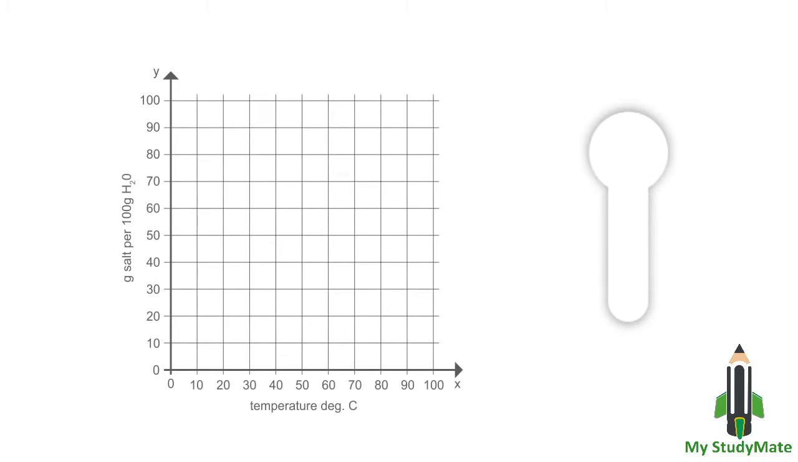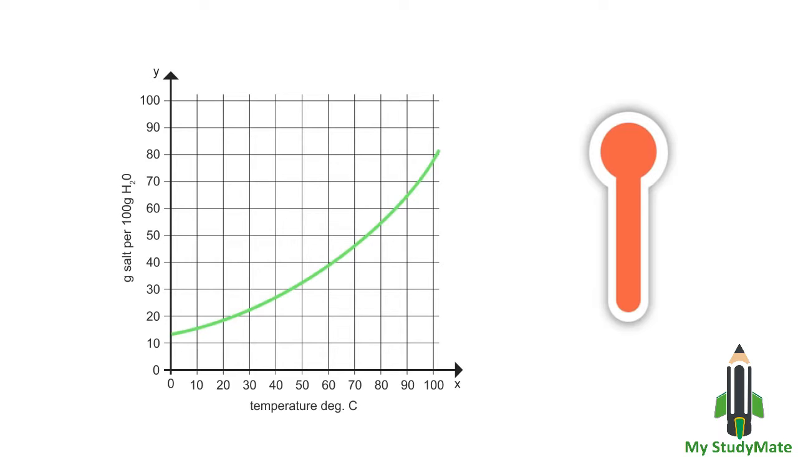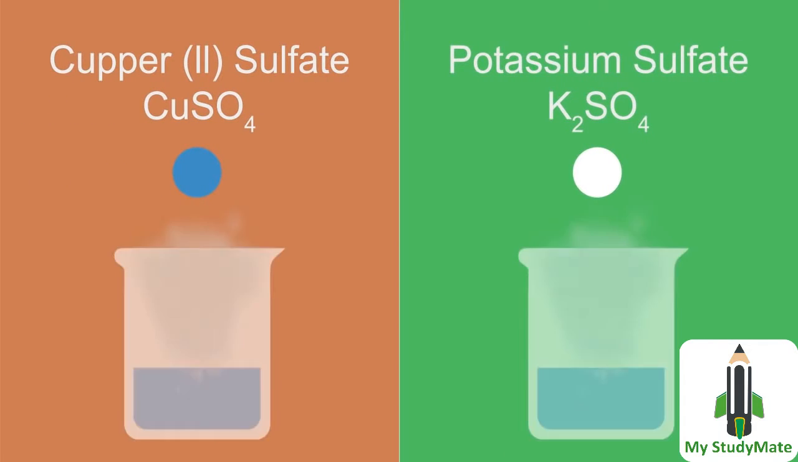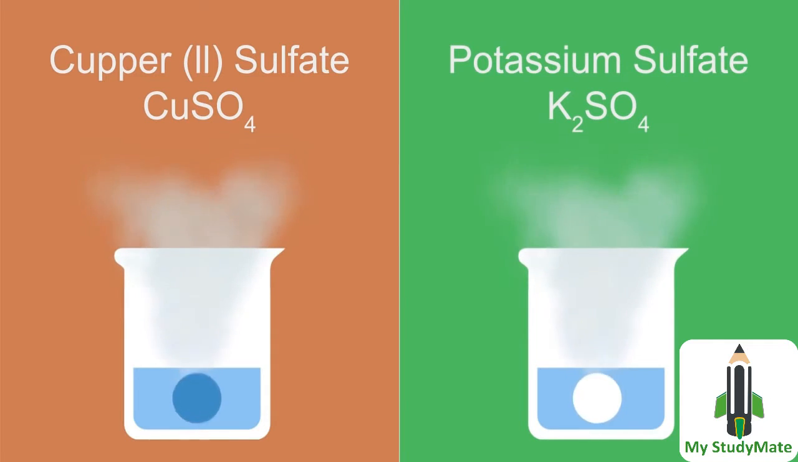The solubility of a salt is usually measured as grams of salt, let's say, per 100 grams of water. Here is a challenge for you. Do you think solubility increases or decreases with temperature? Pause, think, and continue when you have an answer.